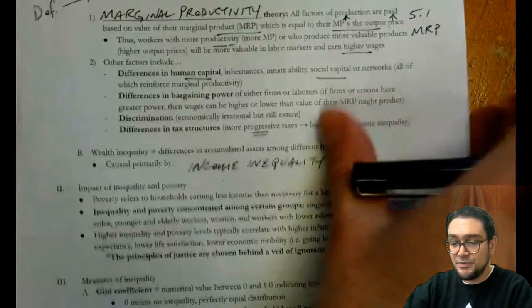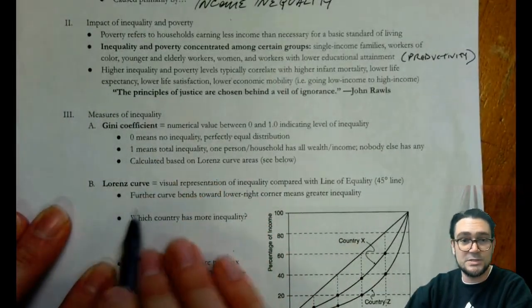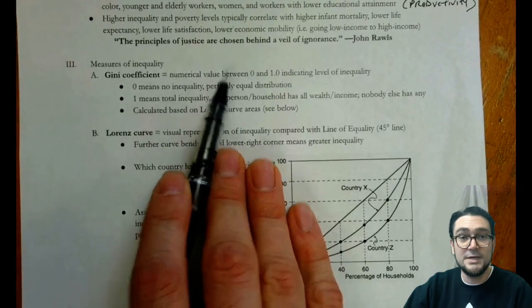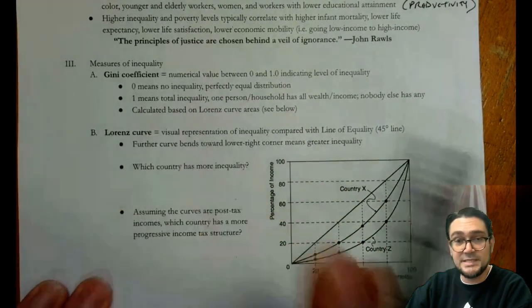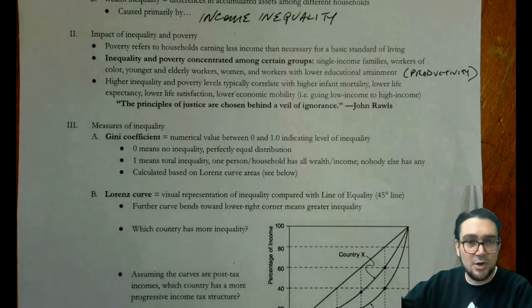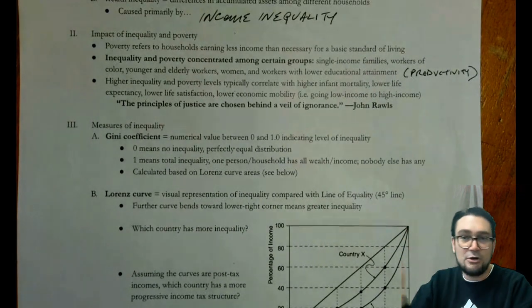Now, the last thing I want to share with you about inequality is actually how we measure it. And there are two ways. One's called the Gini coefficient, one's called the Lorenz curve. There's not a whole lot you have to know about them. A Gini coefficient is a numerical value. It goes between 0 and 1. And 0 means that there's no inequality at all in the society. And 1 means that there's total inequality in the society, that one person or one household has all the wealth and all the income. So it goes from 0 to 1. And again, it's really just a numerical calculation.